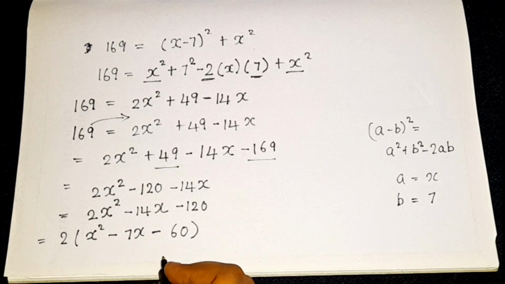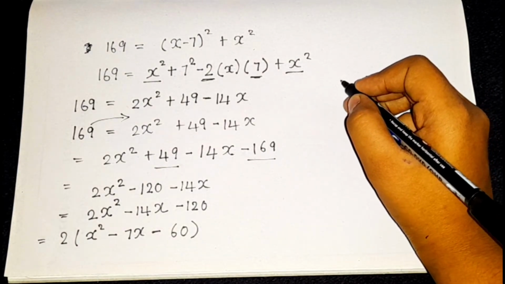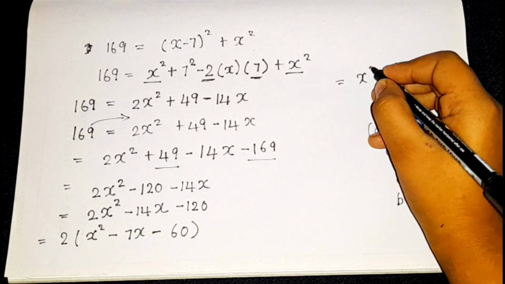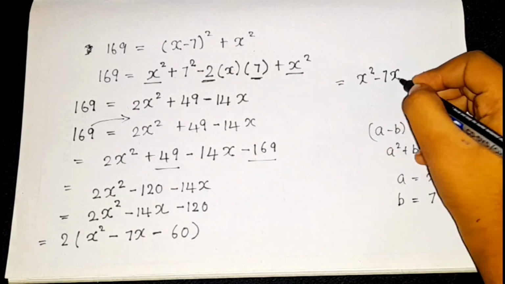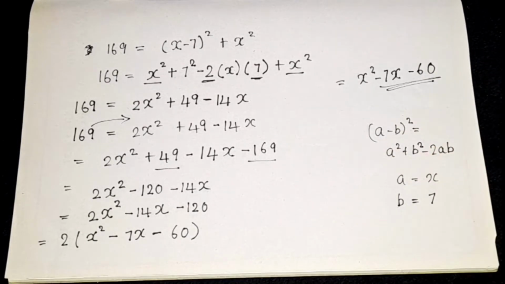Alright, so now we got a value. So since you guys know we got the value, now we can just take it off from the bracket. So let me just write it here. Okay, so when we just take it off from the bracket, it will be x square minus 7x minus 60. So okay, this is the value. Okay, so now let us solve them.